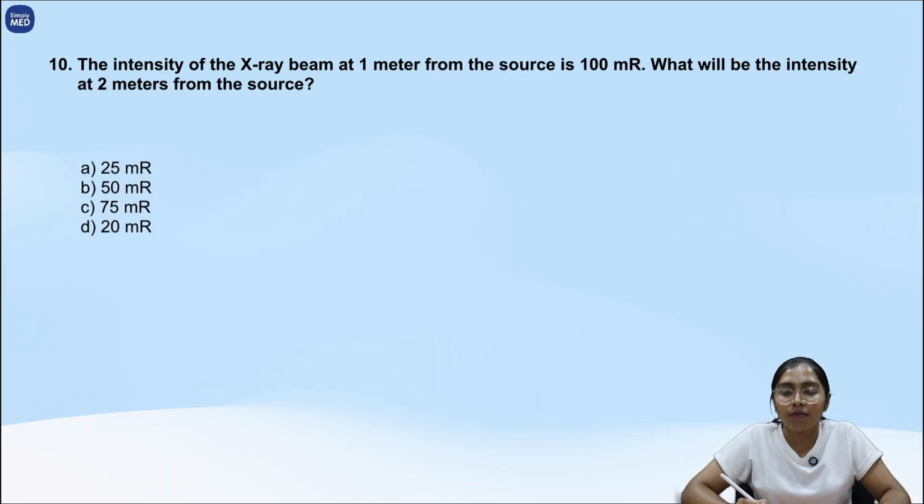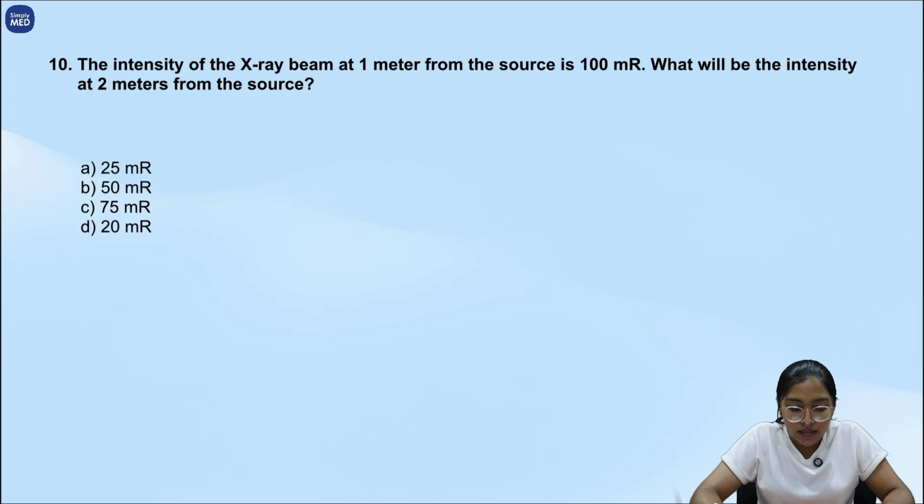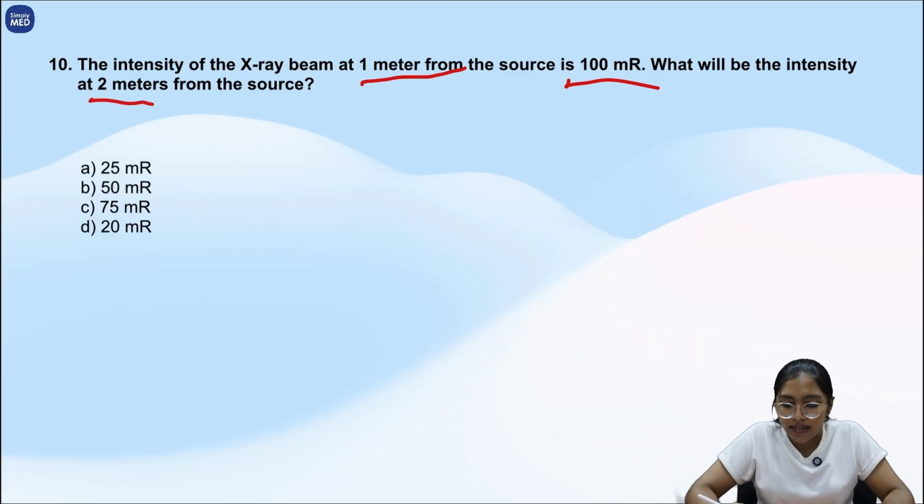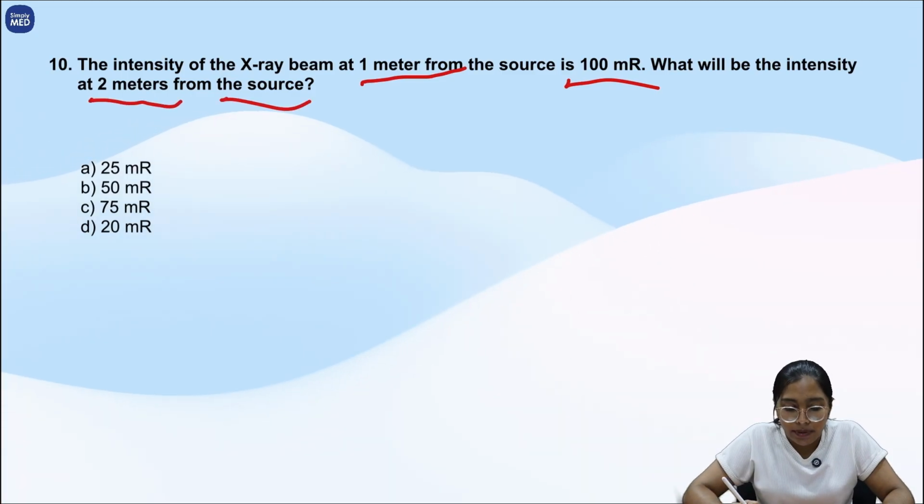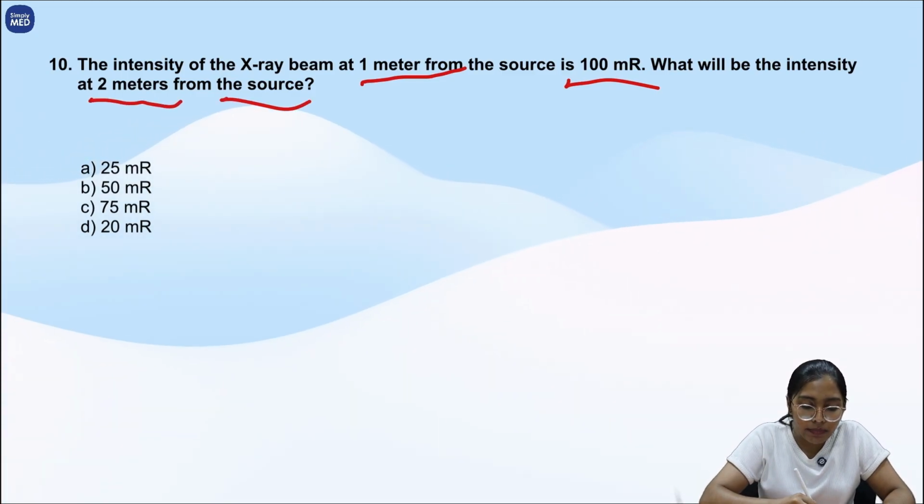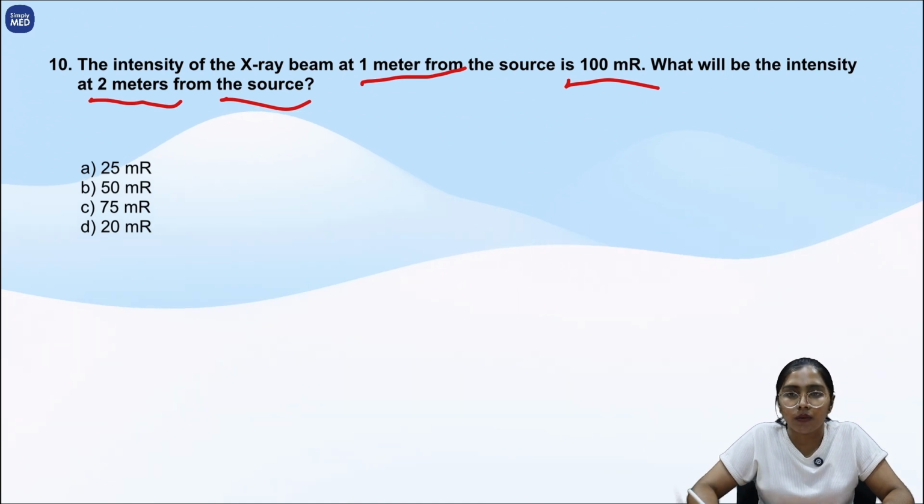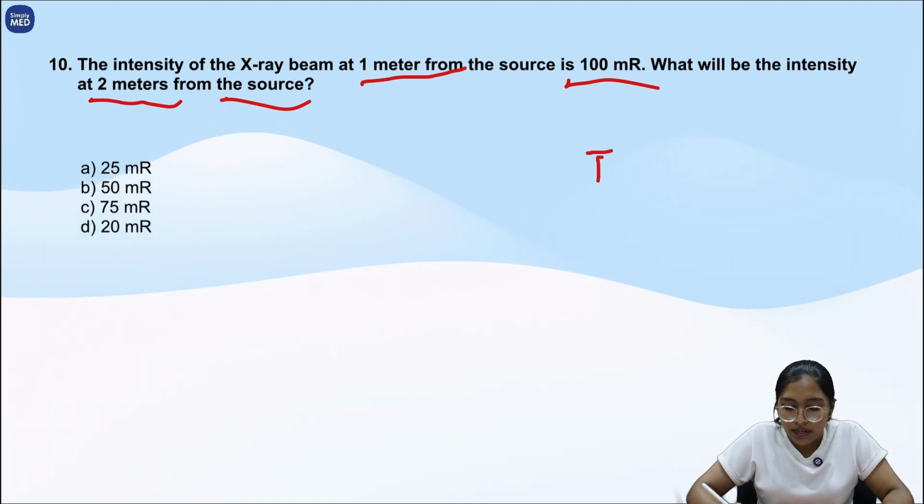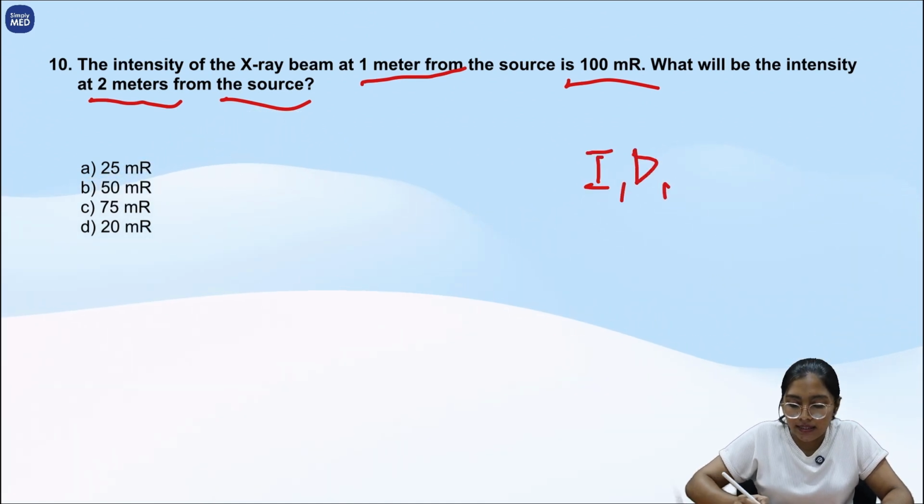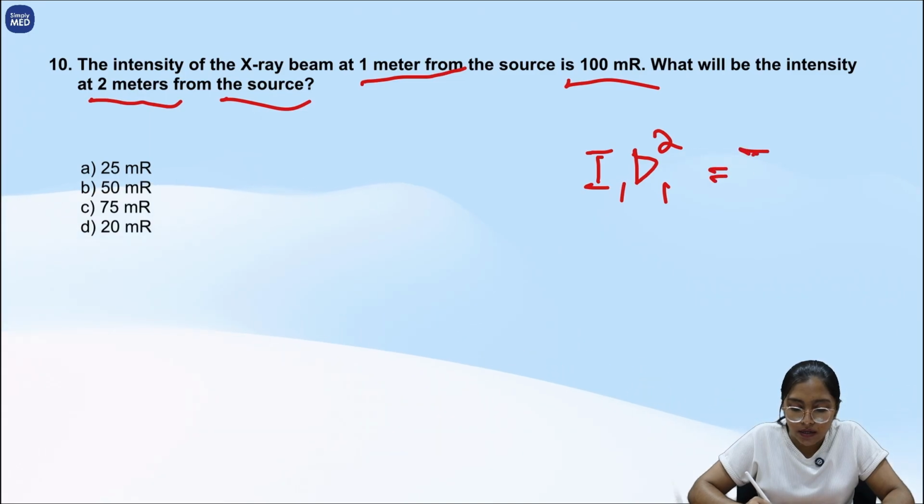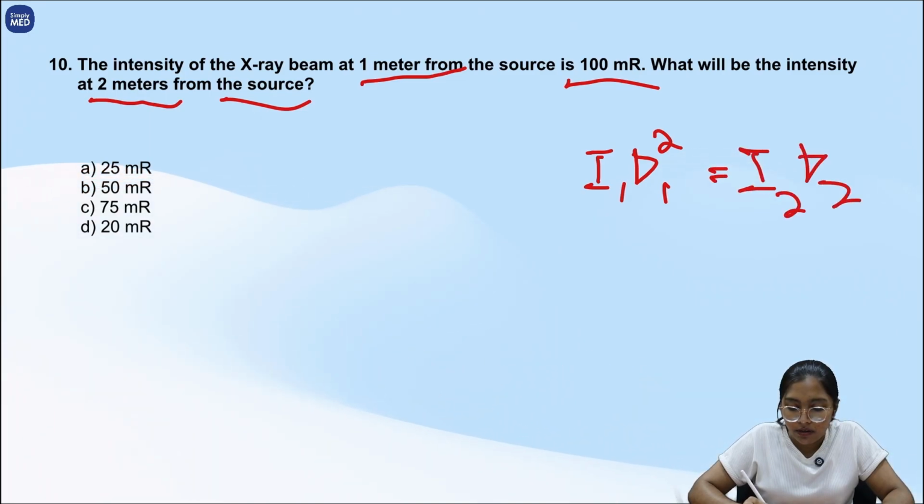Let's discuss one more question based on the inverse square law. The intensity of the X-ray beam at 1 meter from the source is 100 milliroentgen. What will be the intensity at 2 meters from the source? So we have to find the intensity at the second distance. What was our equation? I1 D1 square is equal to I2 D2 square.